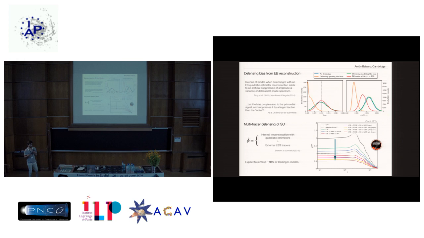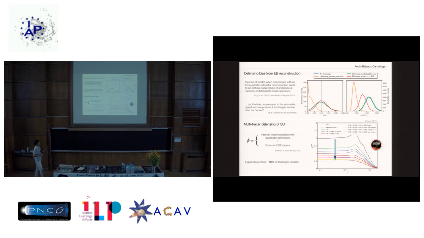But we will still benefit from combining that with external tracers of the large-scale structure, which are known to correlate with CMB lensing, such as the CIB or LSST. The idea being that these would help you get a handle on the small-scale lenses, which are important for delensing, but which internal reconstruction cannot give you quite yet.